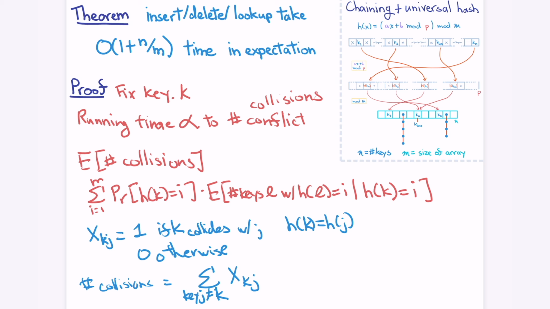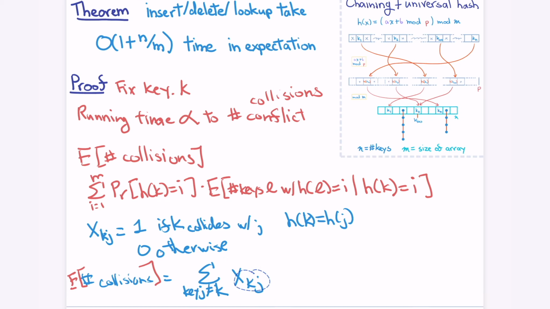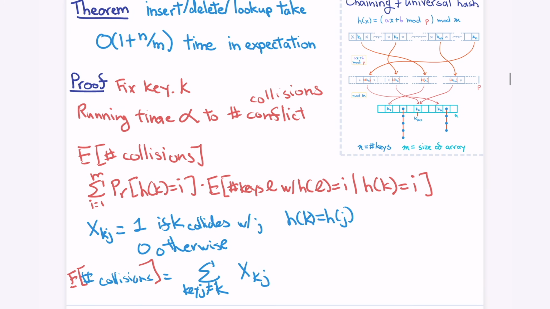And then I want to analyze this thing. So what should I do? Put some expectations around this, right? And what's the buzzword? Yeah, we can do linearity of expectation. And now what is this? Now I just have to analyze one of these terms, which is just two keys. What are the odds of them colliding?